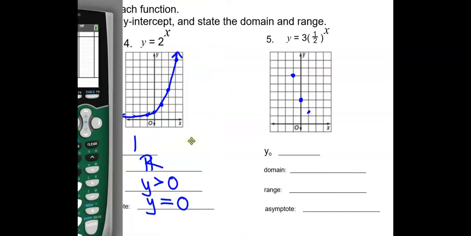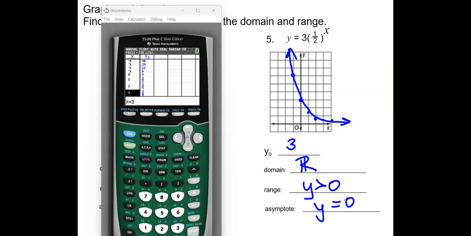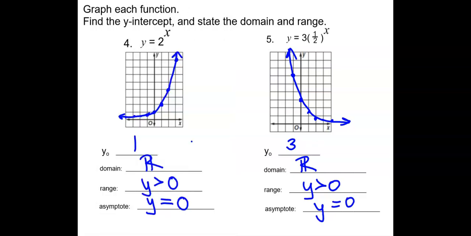And if I arrow down a little bit here, I'll get 2 and 0.75. And you'll notice it just keeps getting smaller and smaller, but it never actually goes past that axis line. So our y-intercept is 3. Again, our domain is all reals. Our range is greater than 0, and our asymptote line is also 0. And that is how you graph an exponential function.